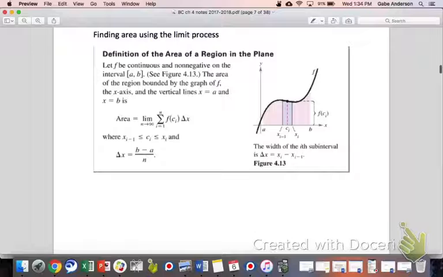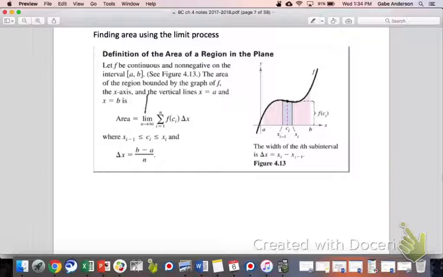The definition of area using a Riemann sum or a limiting process is actually relatively simple. Let's break this down and just talk about what this is. So if f is continuous and non-negative, then the area of the region bounded by the graph of f, the x-axis and those two vertical lines there, is given by this right here. So there's the area formula. I want to break this down into its really simple parts, so we can realize what is actually going on.